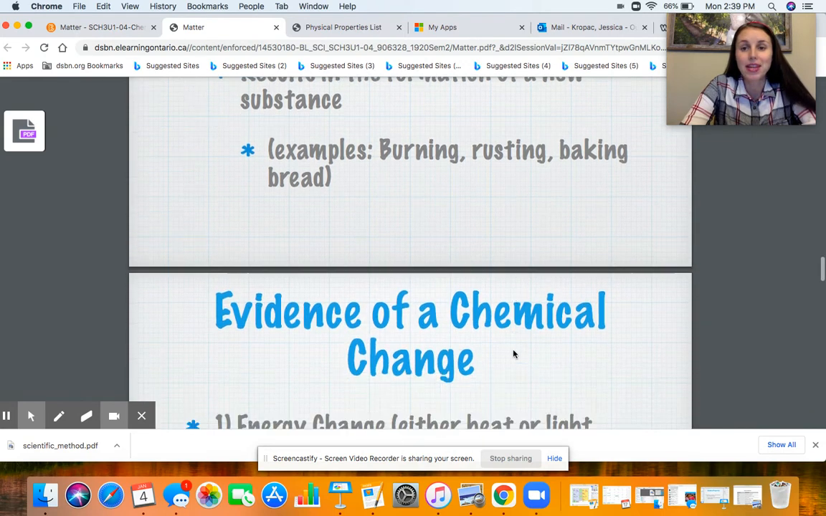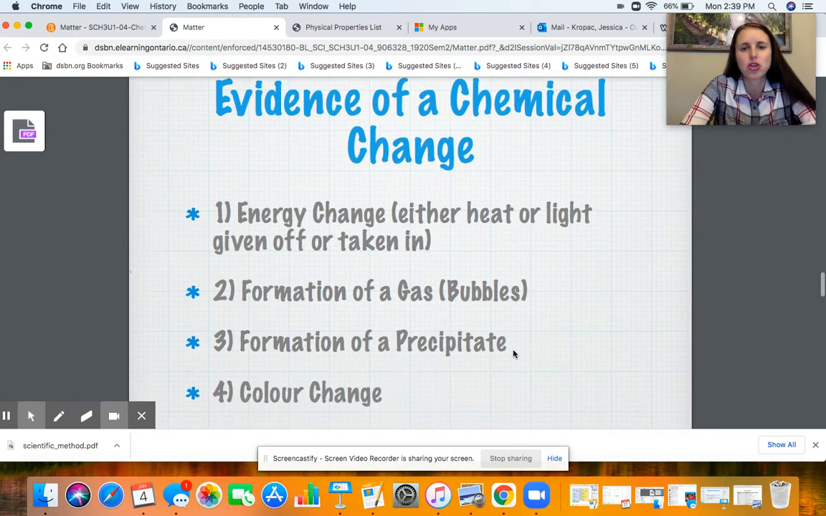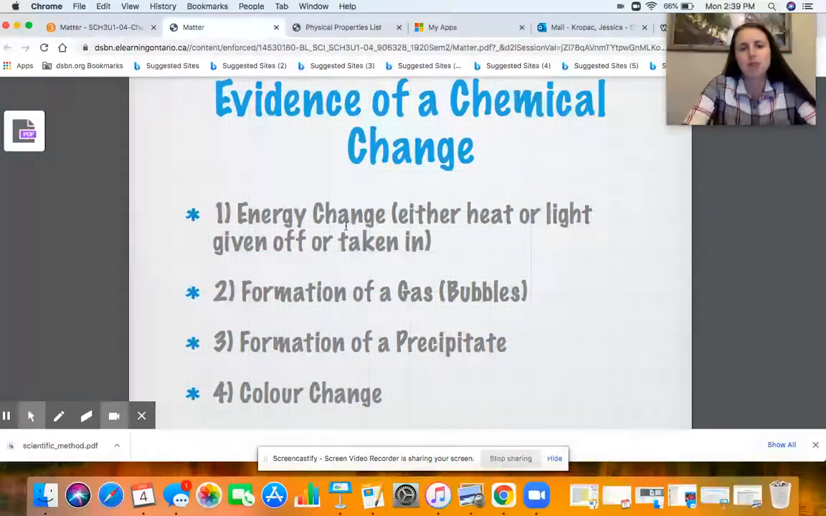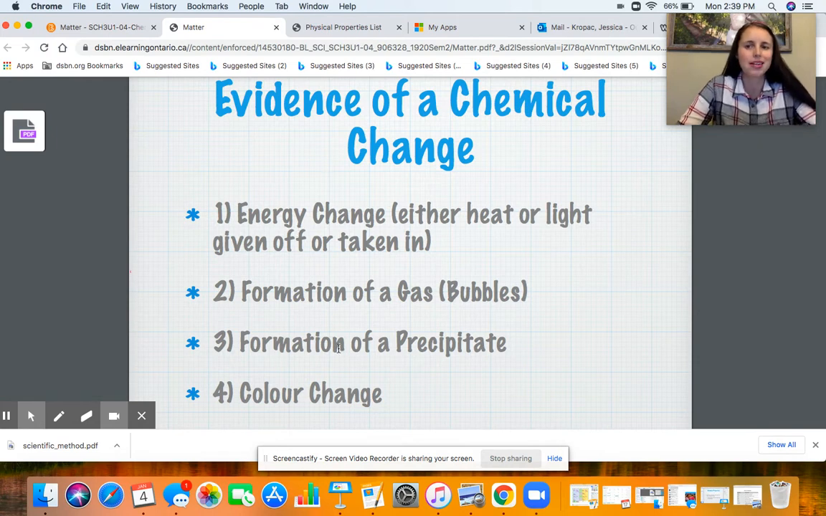We also have the evidence of a chemical change. I'm sure you remember this from grade 9. If you don't, you looked at it in grade 10. If you don't remember it, definitely remember it, because we're going to use it pretty much every lab that we have this semester. This is what you're looking for: the signs of a chemical change. In grade 9, we gave you 5 or 6. Here I've condensed it to 4, but notice that everything's still going to be on the list.